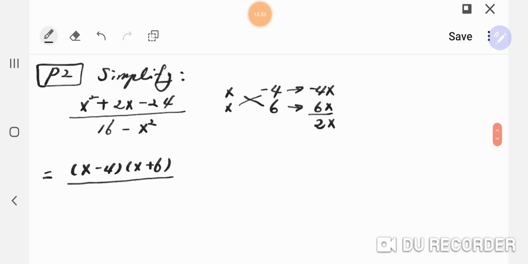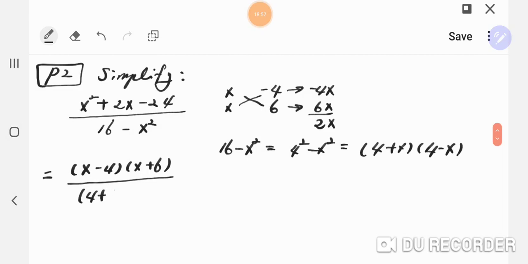And the denominator, okay, the denominator 16 minus x squared: 16 is 4 squared minus x squared. So this is equal to 4 plus x and 4 minus x. So the denominator is the difference of squares: 4 plus x, 4 minus x. And then look at the binomial factor x minus 4. So this is 4 minus x.